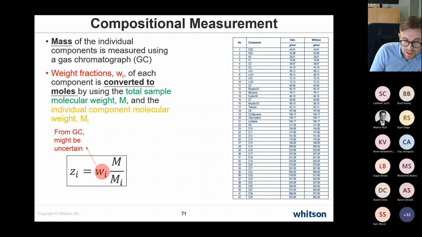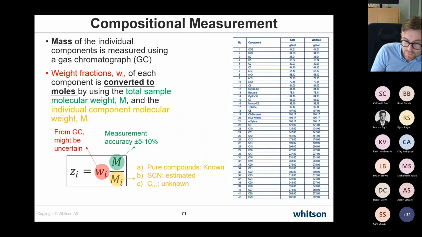And it's also the total sample's molecular weight. The way to measure that is to use the so-called freezing point, I think it's the benzene freezing point suppression method. And with that, you get an uncertainty of around 5 to 10%. And then the molecular weights of the individual components: for a pure compound, it's known. For a single carbon number, it's estimated. And for the heaviest components, it's extremely unknown. So you see there's uncertainty here, here, and here, which adds up to a number that you should not trust at face value.